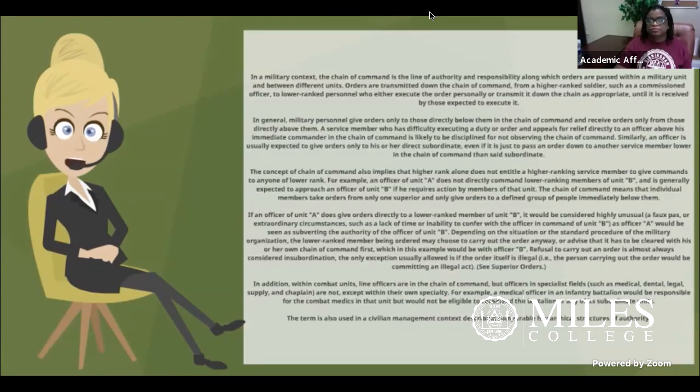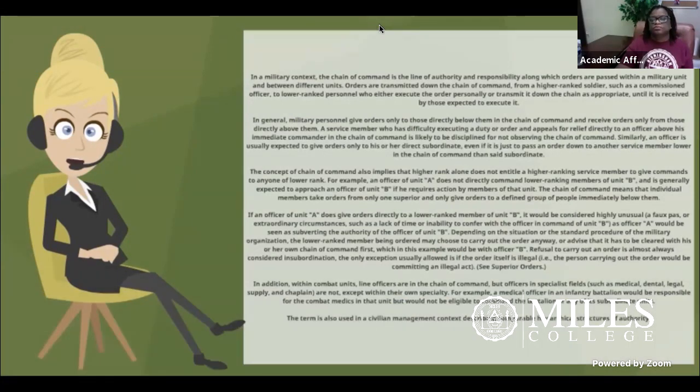In general, military personnel give orders only to those directly below them in the chain of command and receive orders only from those directly above them. A service member who has difficulty executing a duty or order and appeals for relief directly to an officer above his immediate commander in the chain of command is likely to be disciplined for not observing the chain of command. Similarly, an officer is usually expected to give orders only to his or her direct subordinate, even if it is just to pass an order down to another service member lower in the chain of command than said subordinate.